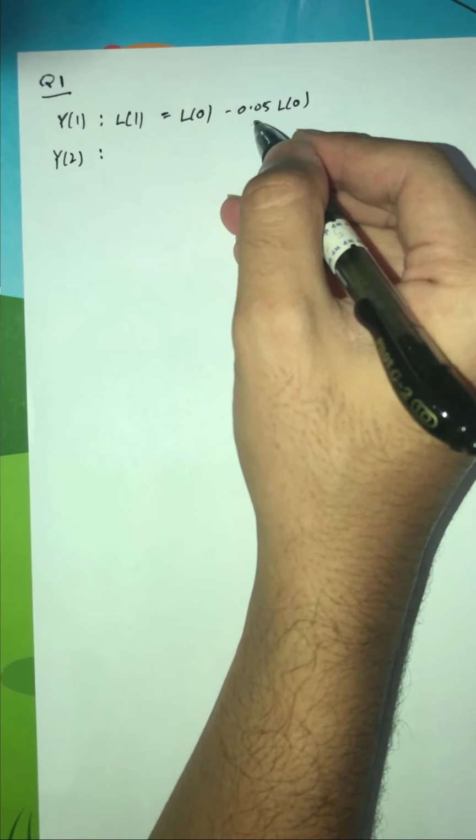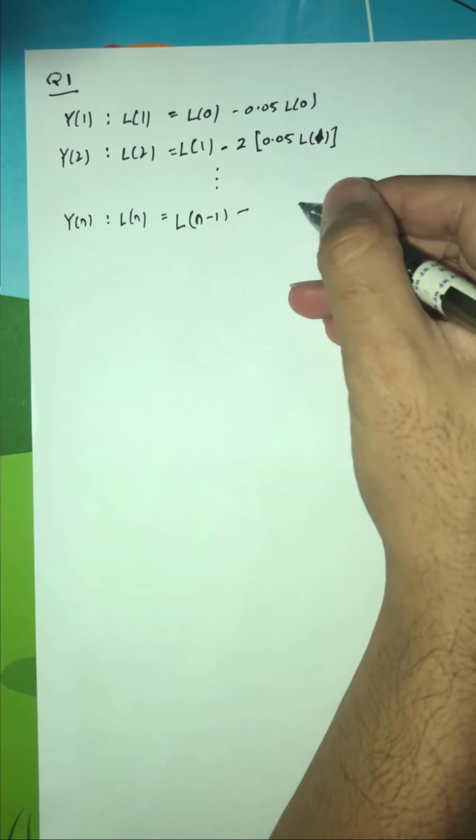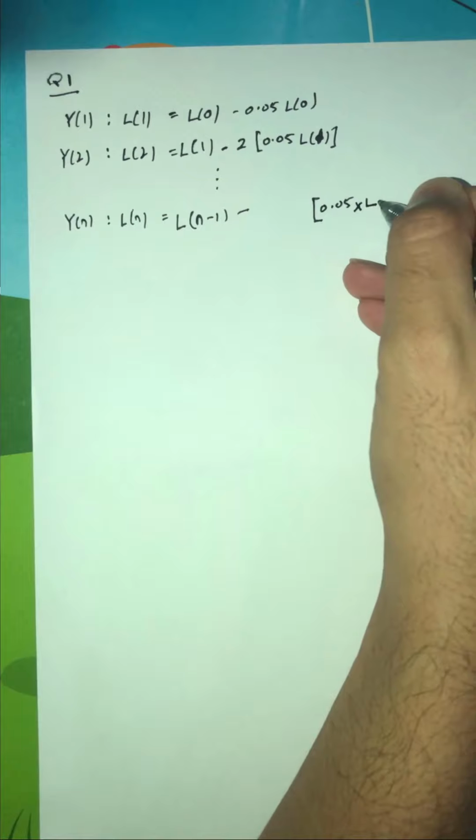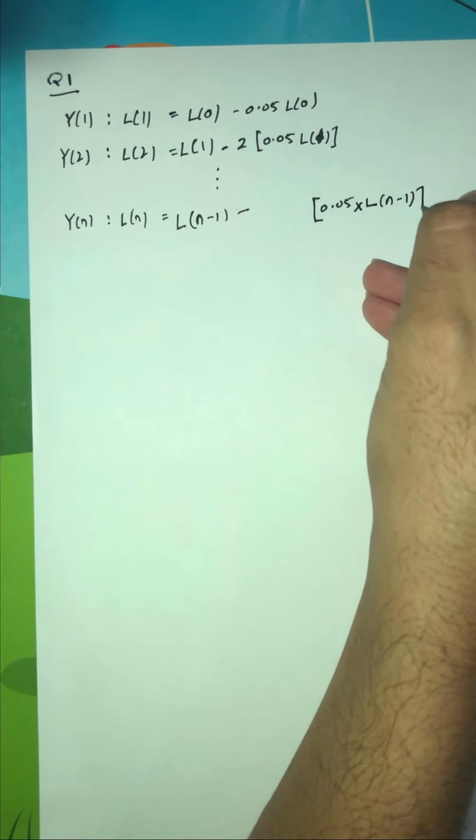for year N, this one you need to think by yourself. Year N, so Ln is equal to, so Ln is the year we want to find, so it will be the previous year, which means Ln minus 1, right? Minus, now what is this? What should we put here? Inside it will be the same like this, 0.05 times Ln minus 1, right?